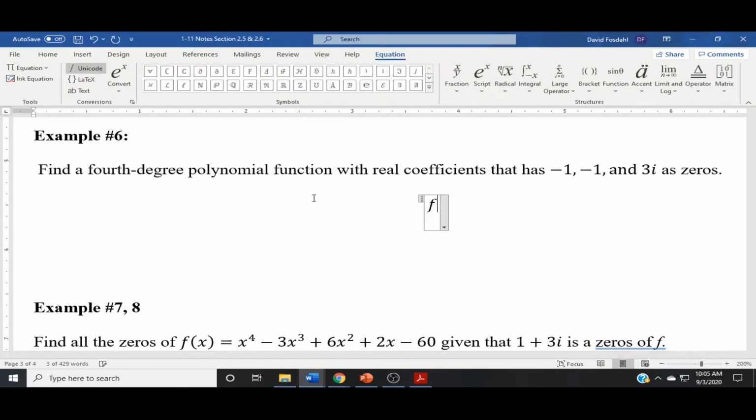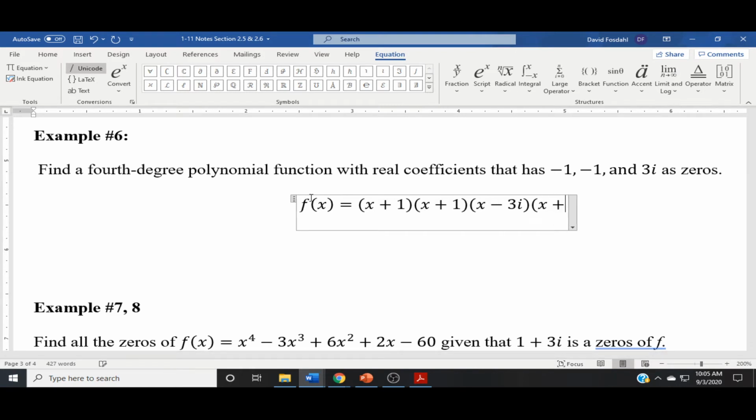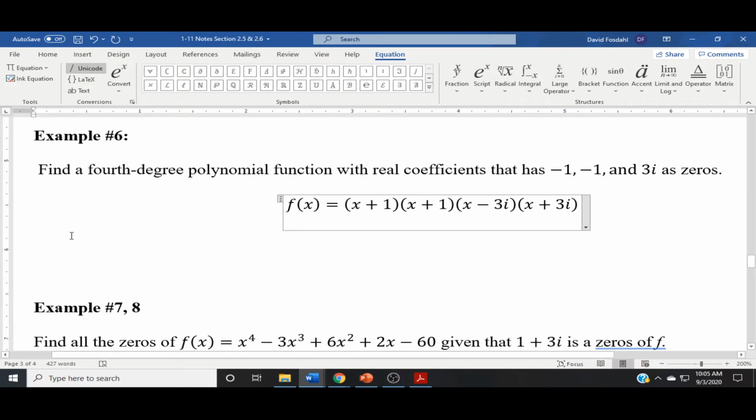Okay, so we have f of x is going to equal x plus 1 times x plus 1 times x minus 3i. And as we know, with complex numbers, they come in pairs. So x minus 3i, x plus 3i. And we're going to solve this. So if you solve this, what's going to happen?